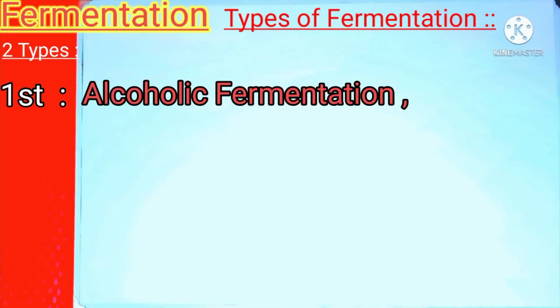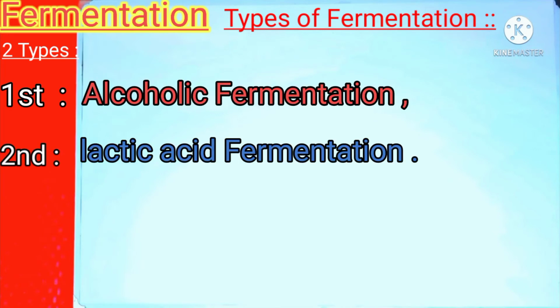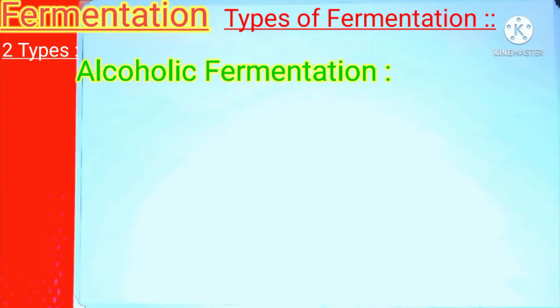Next, we will see the types of fermentation. Fermentation consists of two main types. These types depend upon the type of end product that is obtained during the fermentation process. The first form is alcoholic fermentation and the second form is lactic acid fermentation. Next, we will see them one by one. Firstly, we study alcoholic fermentation.